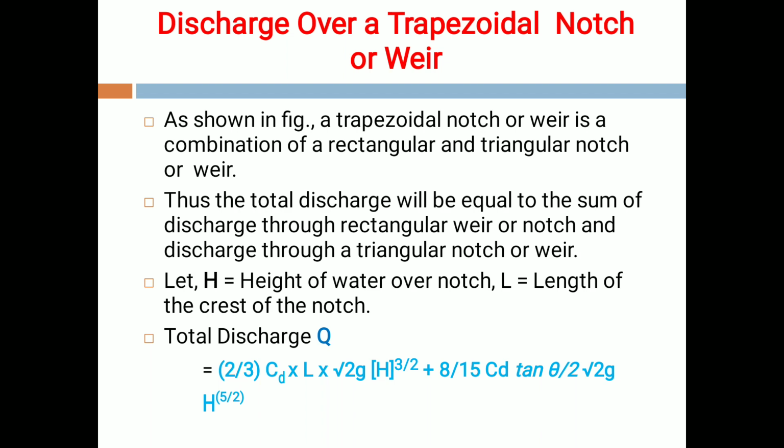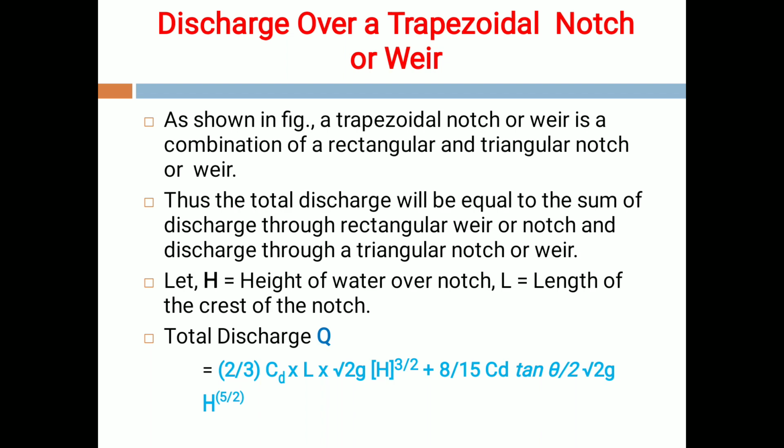So, trapezoidal notch or weir is the combination of rectangular and triangular notch or weir. It is simply the summation of rectangular notch and triangular notch: rectangular notch plus triangular notch is equal to trapezoidal notch or weir. Thus, the total discharge will be equal to the sum of discharge through a rectangular weir or notch and discharge through the triangular notch or weir.